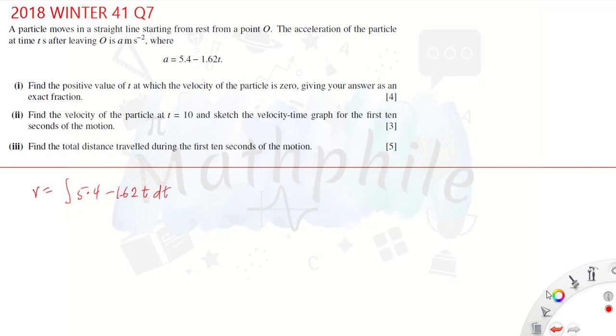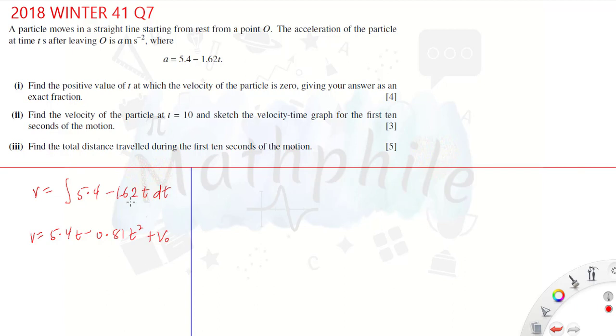So please do the integration for me. This should be very easy. It's a little integral. The acceleration was a is equal to 5.4 minus 1.62 t, so v is equal to 5.4 t minus 0.81 t squared plus the initial constant of integration, v naught.